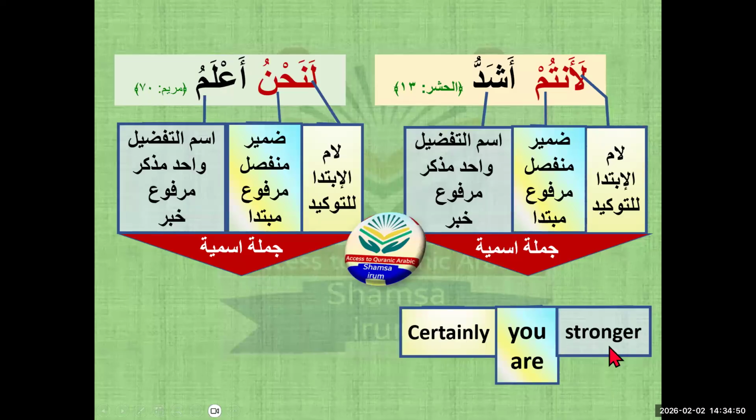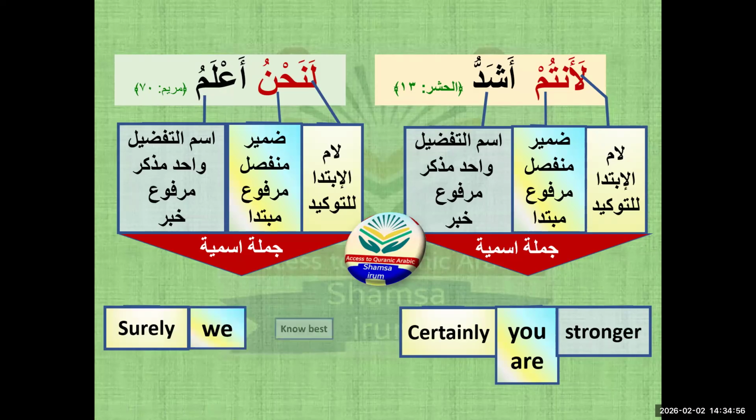Certainly you are stronger. And the next one is la nahnu a'lamu. Surely we know best, or you can say surely we are fully aware. You can say like this as well, indeed we know best, certainly we know best.